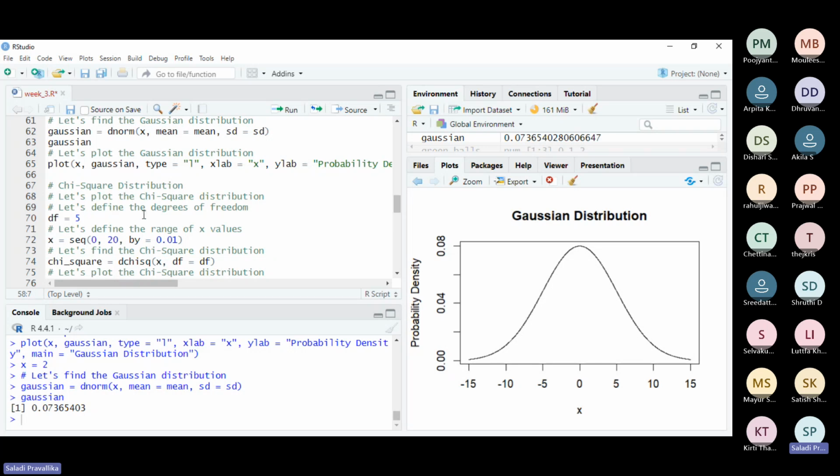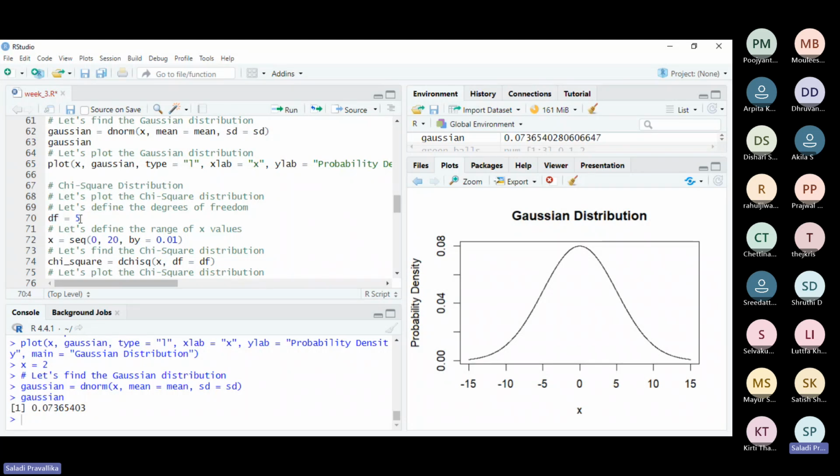I'll just continue. Okay. So next we are going to the chi-square distribution. This results when independent variables with standard normal deviation are squared and summed. So this also has a particular f of x value, just like the Gaussian distribution. It's a bit different. For the Gaussian distribution, we had the mean and the standard deviation as the parameters. But here we will have something called the degree of freedom as the parameter.